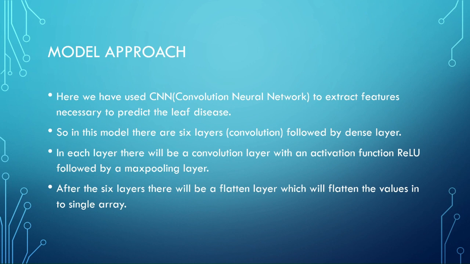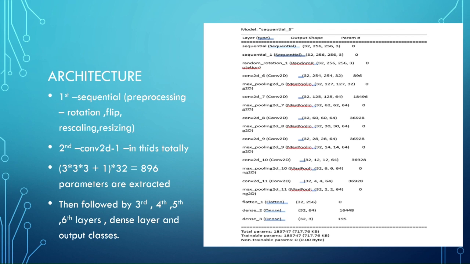After the 6 layers, there will be a flatten layer which will convert all values into a single array, which will then be fed into a dense layer. The dense layer has a softmax activation function in order to predict the probability distribution of the 4 classes. And from the 4 classes, the maximum probability class will be considered as the predicted output. This is the architecture.